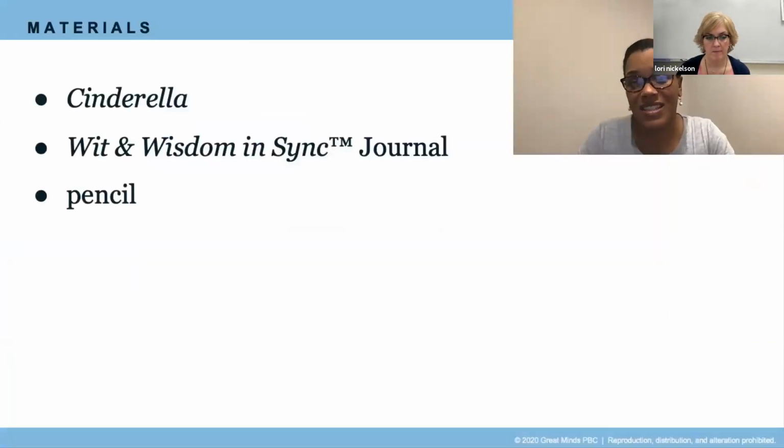But before we do, let's make sure you have your materials ready. For this lesson, you will need a copy of the text Cinderella, adapted by Marsha Brown, if you have it. You'll need your Wit and Wisdom in Sync journal and a pencil. We will also be using handout 2A, which is the fluency homework handout, but I'll show that to you on the screen. Pause the video now if you need to gather your materials.